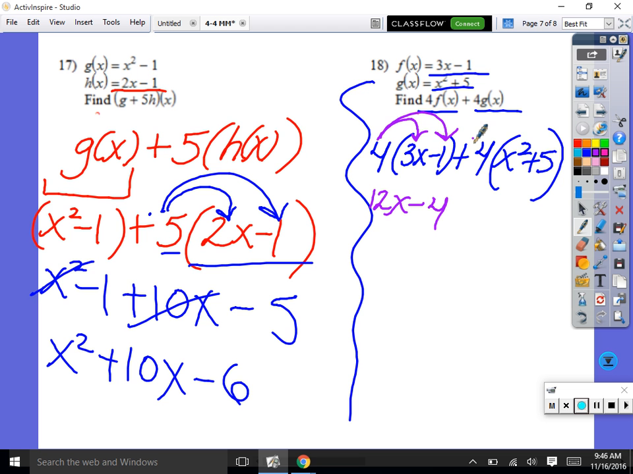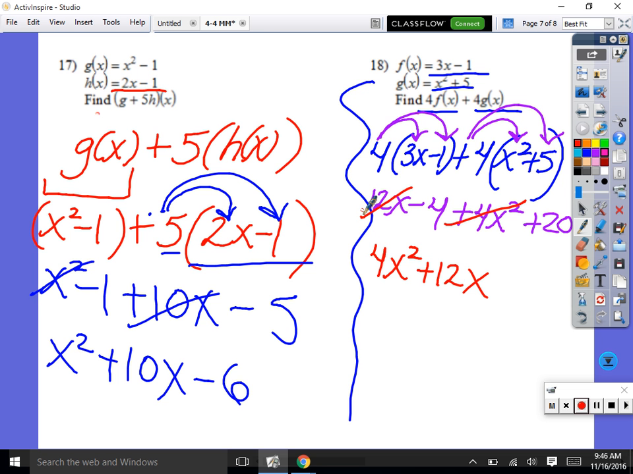Then we have our positive 4 times x squared, which is positive 4x squared. And then positive 4 times positive 5 is plus 20. So did you see how I did that? Any confusion? So now we'll combine like terms, starting with the highest degree. Positive 4x squared. There's no other x squareds. Positive 12x, there's no other x's, so plus 12x. Now negative 4 plus 20 is positive 16. So we just did that and simplified.